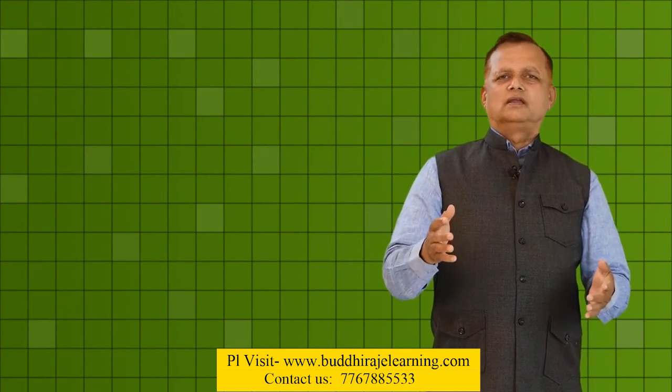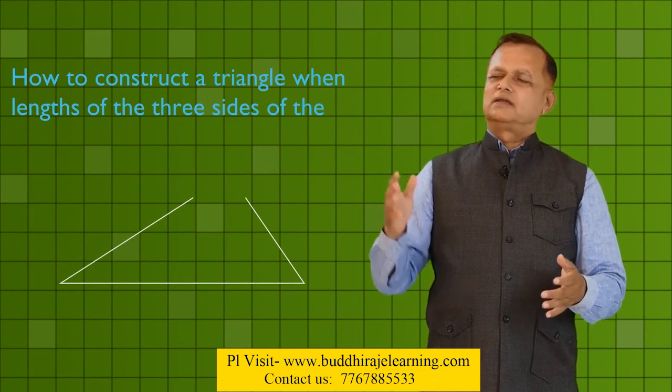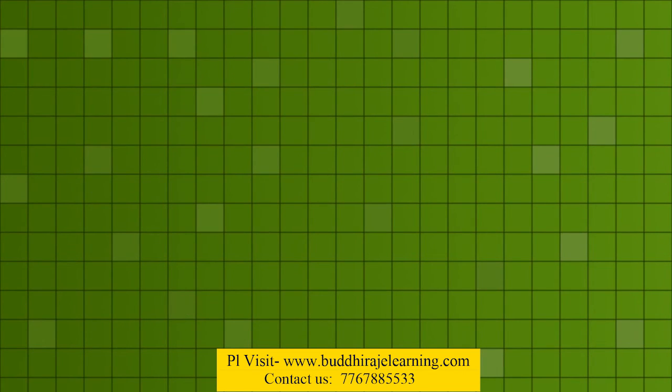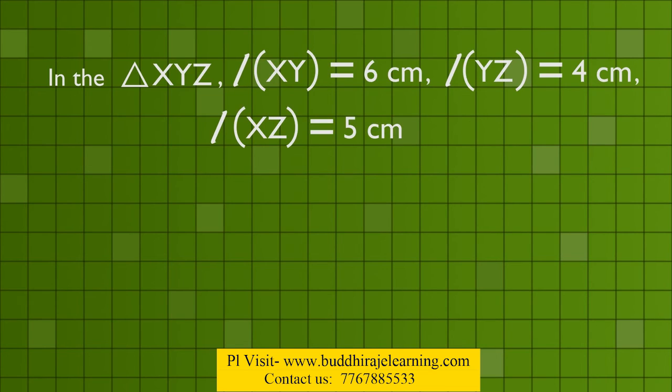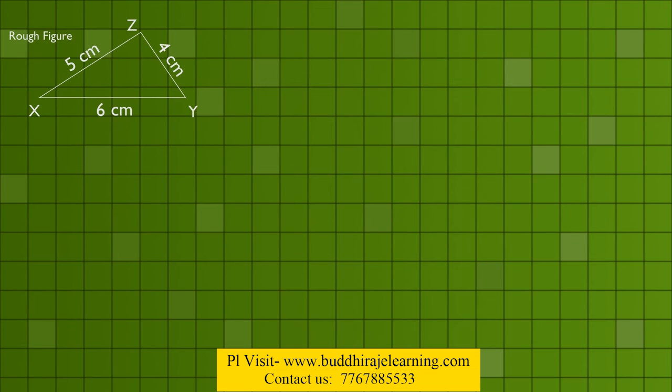Now we will see how to construct a triangle when the lengths of the three sides of a triangle are given. In this example, it is given that in the triangle XYZ, length XY is equal to 6 cm, length YZ is equal to 4 cm, length XZ is equal to 5 cm. Let us first draw a rough figure of the triangle. We will take the longest side, that is side XY, as the base of the triangle.